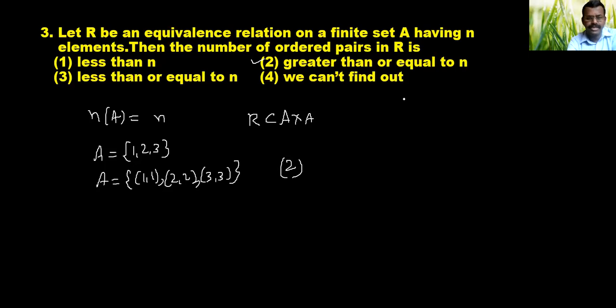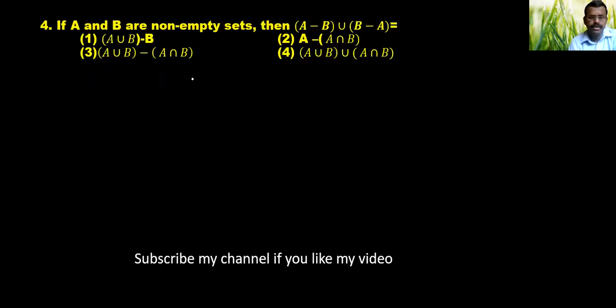So now we move to the next question, question number 4. If A and B are non-empty sets, then A minus B union B minus A equal to. See, for this, we can either take an example, two sets A and B, and try, or the best method is to go with a Venn diagram. I hope all of you know the Venn diagram.